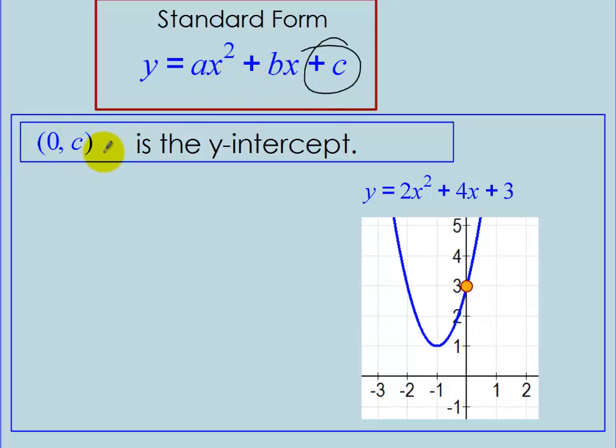Standard form. To find the y-intercept of a standard form equation, it's just the c value right here. So the coordinates are 0, c. In this case, our c value is 3. So my y-intercept is this point right here, 0, 3. All right, what else? That's it. Those are all the neat things.